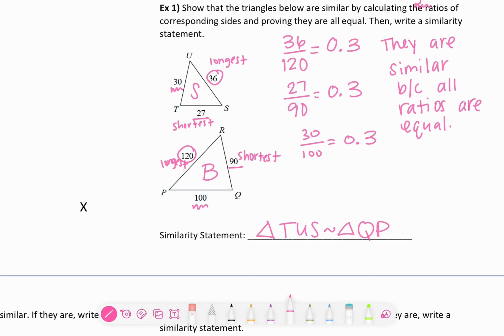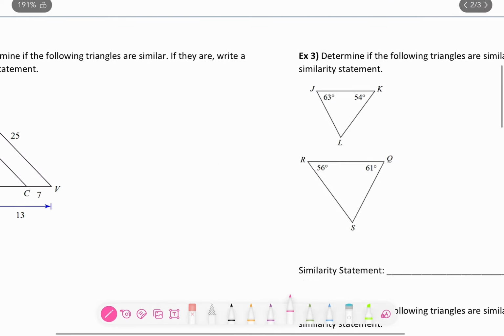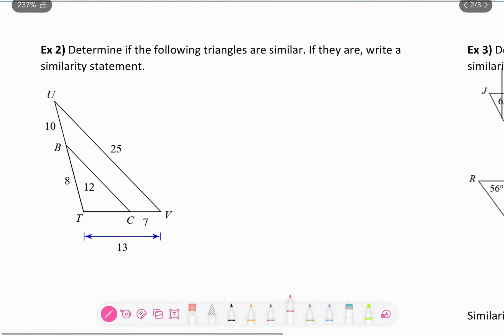And once you have the first two, the third one is whatever's left. We did Q, we did P, R is the last one. And that's the end of that problem. Let's keep going. For example 2, it says determine if the following triangles are similar. If they are, write a similarity statement.